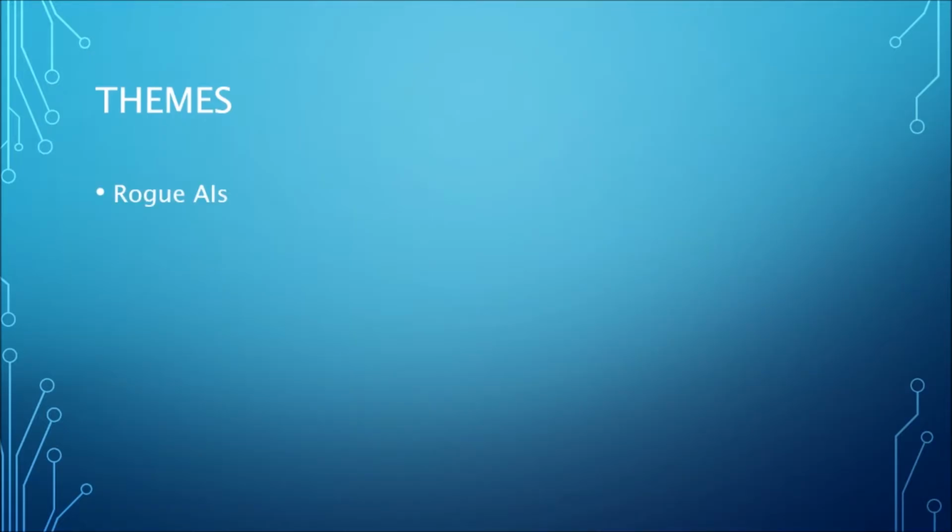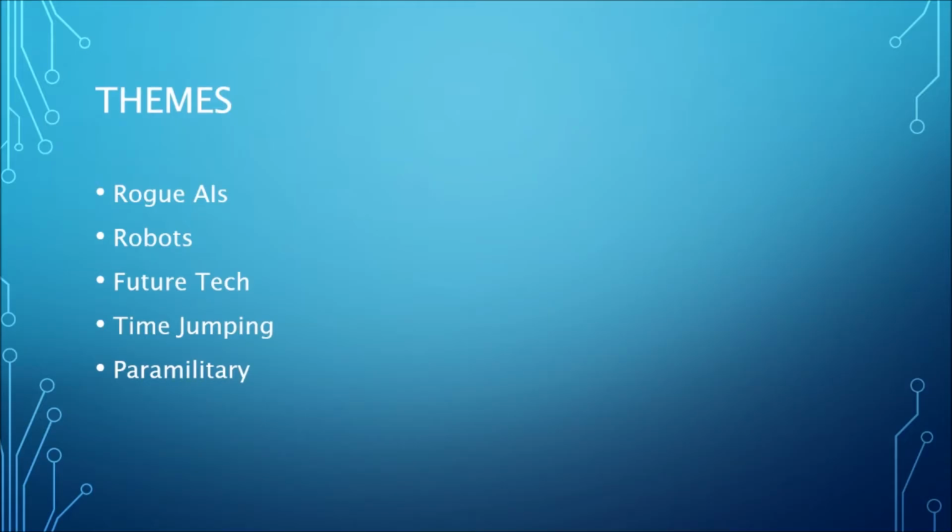Themes of this game include rogue AIs, robots, future tech, because of course this all happens in the future, and time jumping. Your soldiers are specifically taught how to deal with time jumping, and they're equipped for it because they're a paramilitary group. That's all they deal with. It allows you more freedom with how each character is going to act.